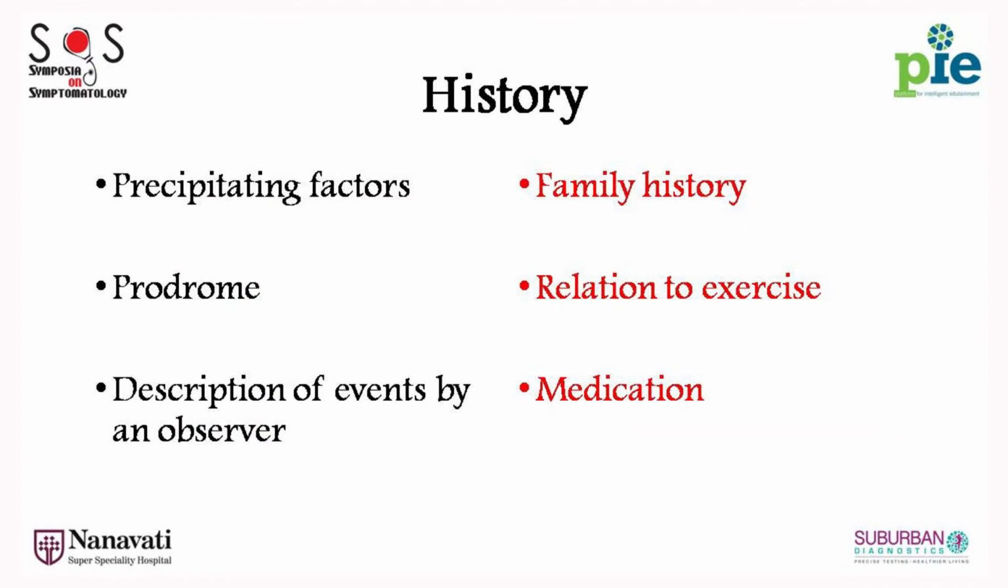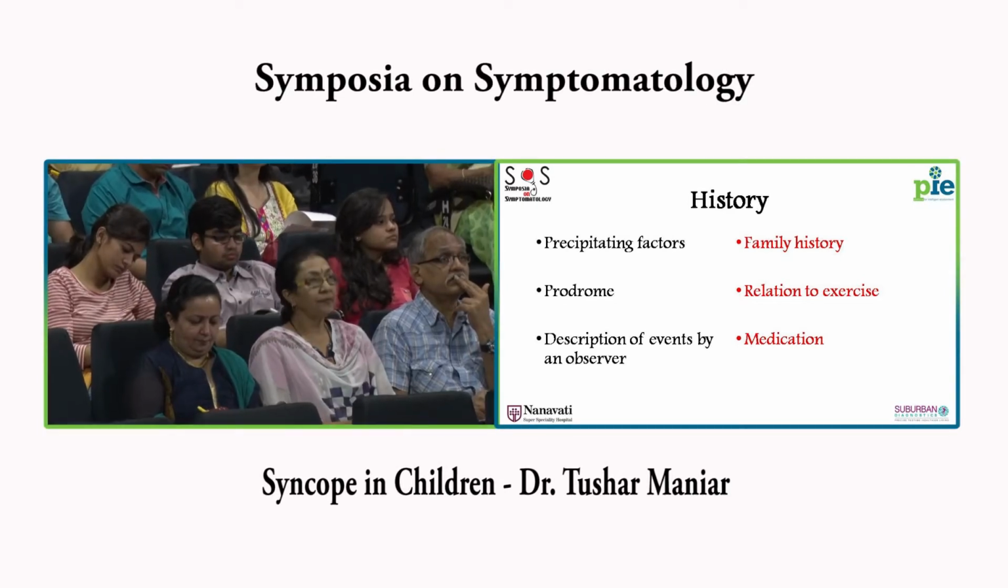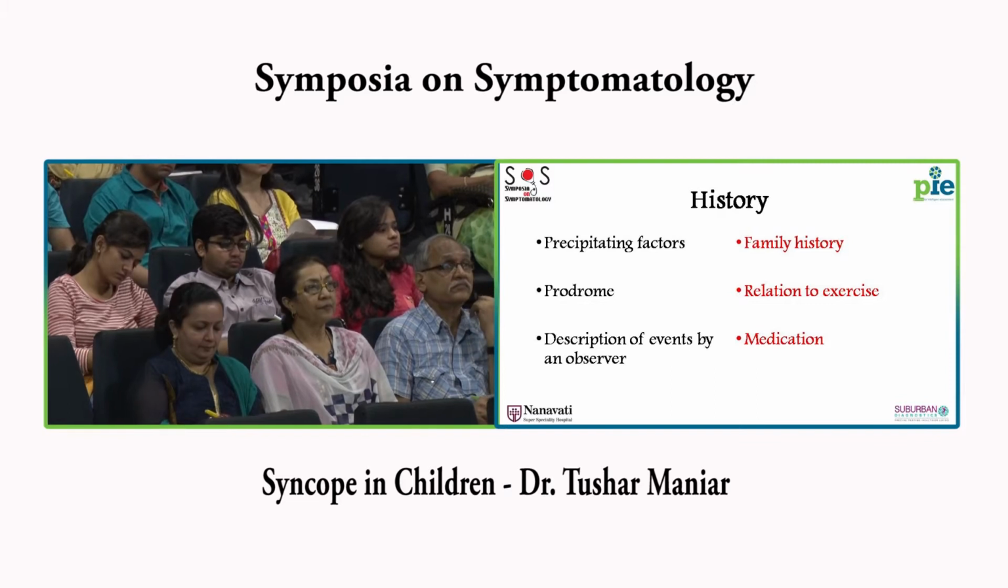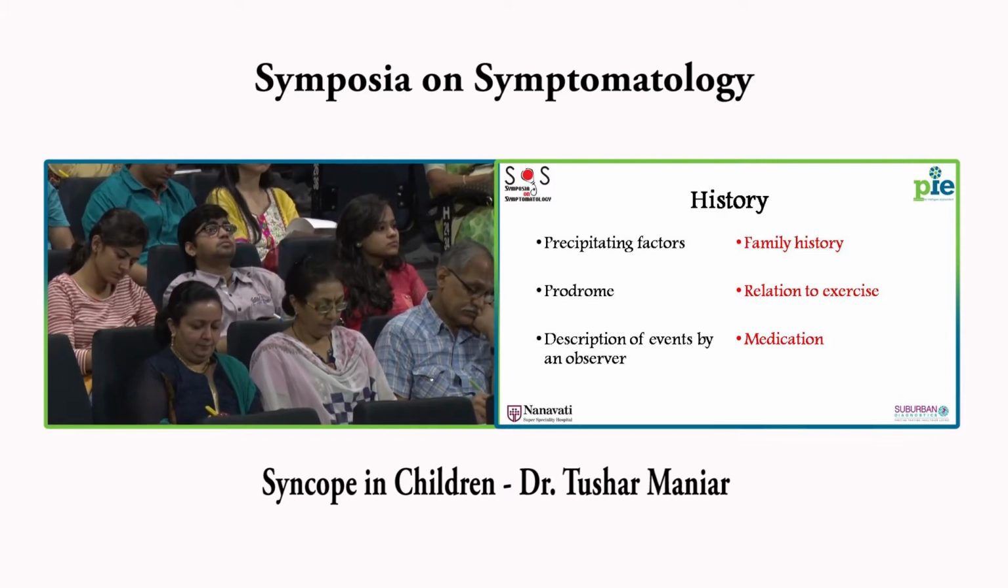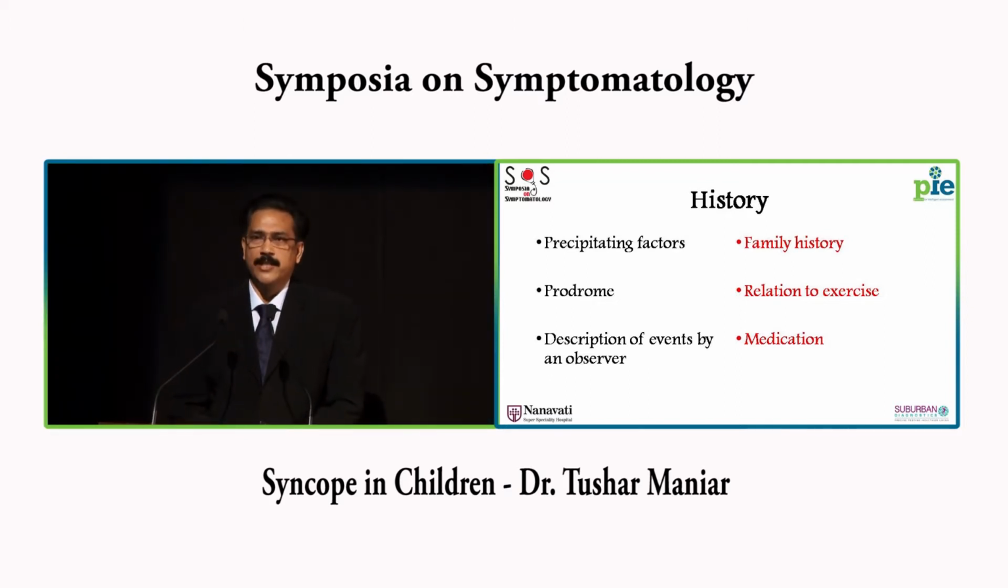Thank you. So when we go on to take the history in a child who comes with syncope, we always look at the precipitating factors. We ask for what was the prodrome, that is events which happened just before the patient had syncope. Also very important to ask, because many of them have sort of amnesia about what happened. They will describe that I fell down and then I don't know what happened and I saw few people looking into my face and splashing water, etc.